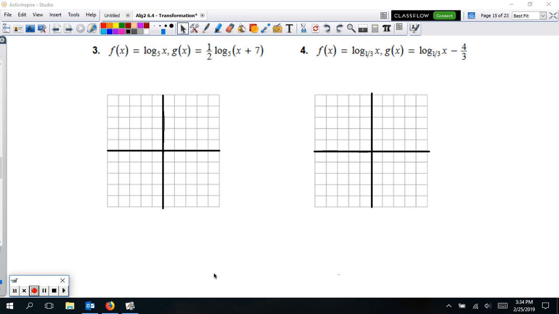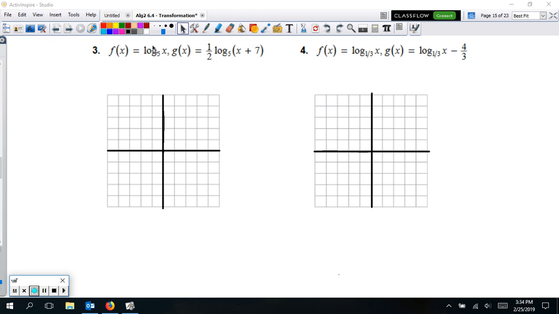Okay, back on page 173, right there in the middle of the page, 3 and 4, we're going to apply that to the logarithm graph now, just all the transformations. So let's first look at this first logarithm. Let's just graph this first one, then we'll look at the transformation that we're going to be seeing from f of x to g of x.